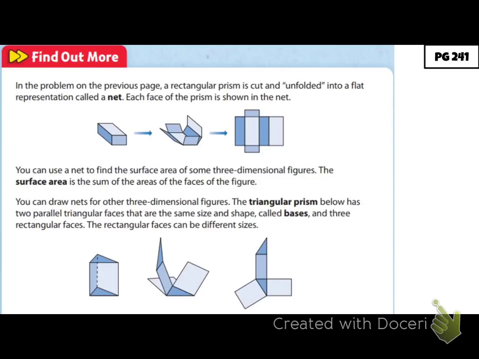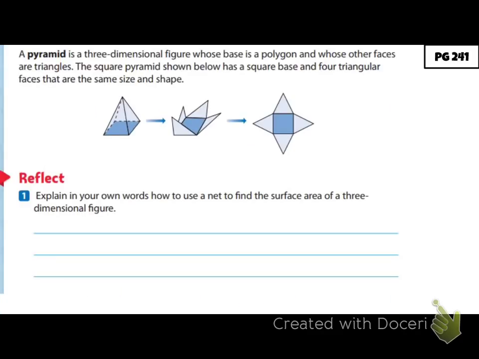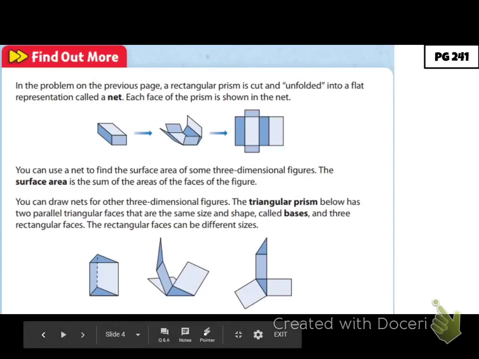So it says in the problem on the previous page, a rectangular prism is what you see right here. It's what we took and folded out, and it is cut and unfolded into a flat representation called a net. Each face of the prism is shown in the net.